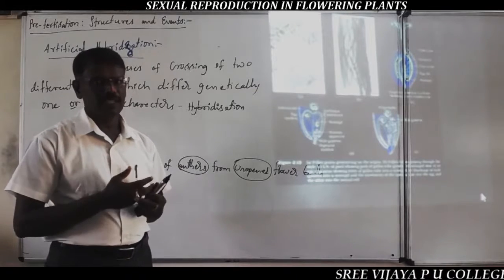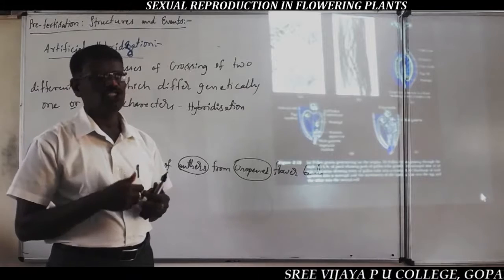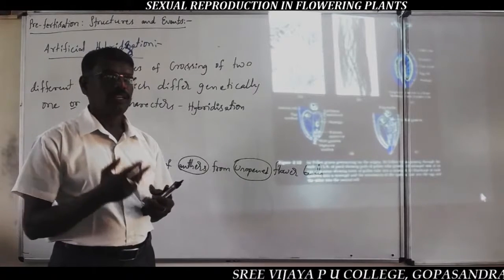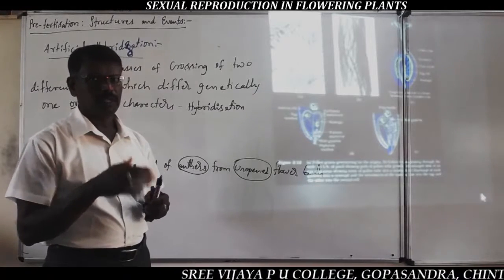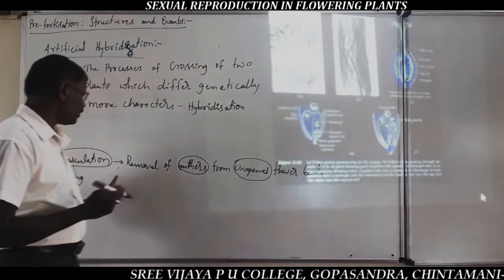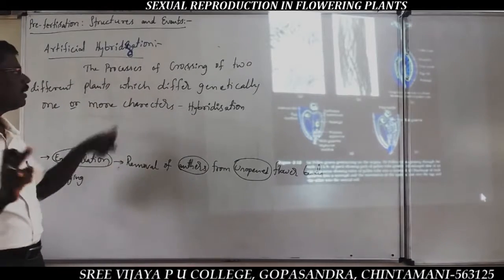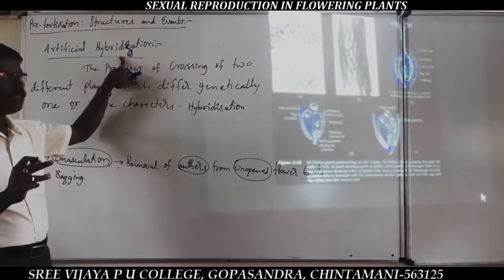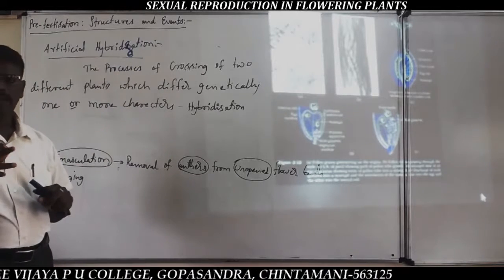So pollination, then after the pollen grain, fertilization occurs. To prevent self pollination, emasculation is one of the important processes for this. That is artificial hybridization.